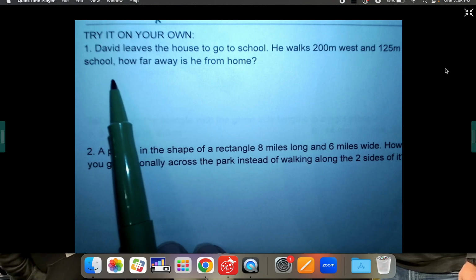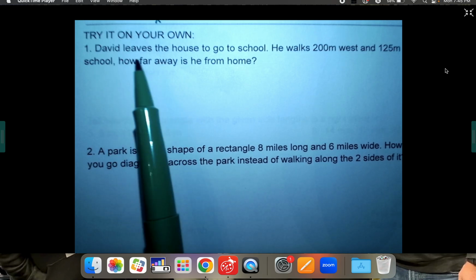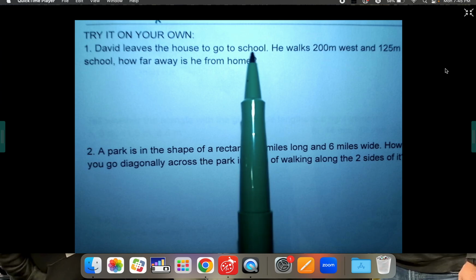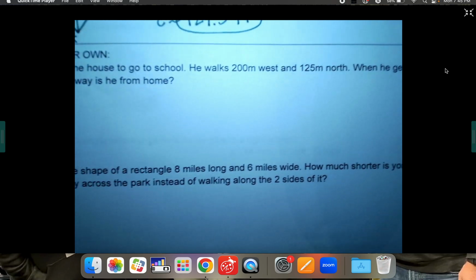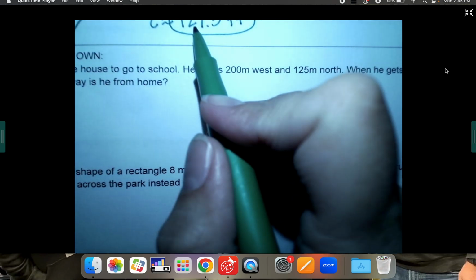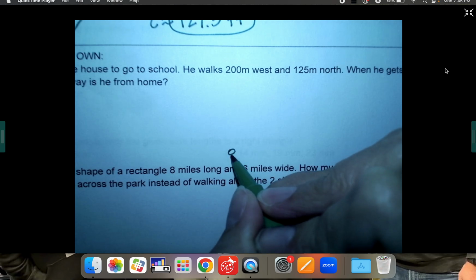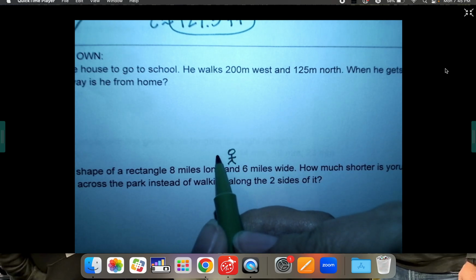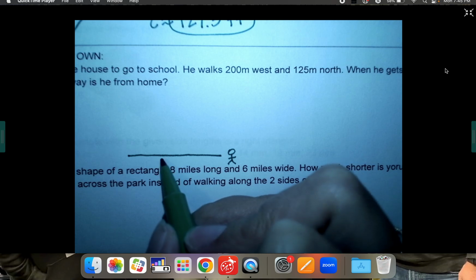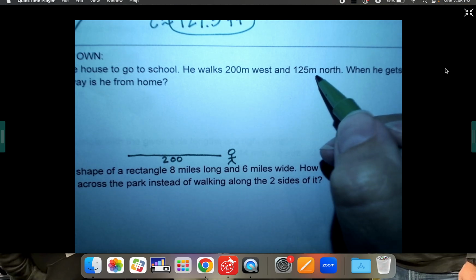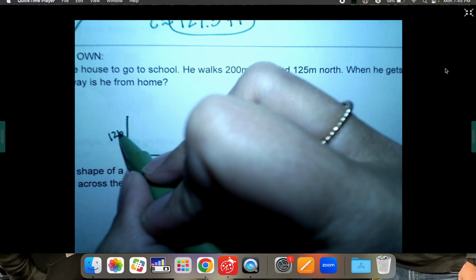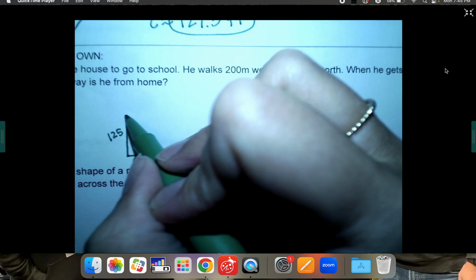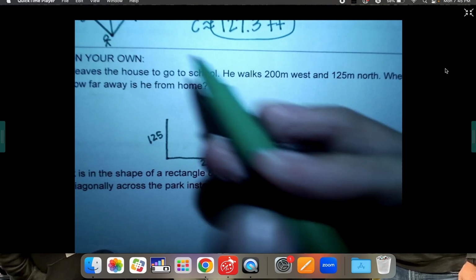Okay, if you're checking with me or if you're just working it out with me, this David leaves his house to go to school exactly reminds me of one that we did in a different lesson. So you should probably know how to do this. He's going to walk west and then north. So if this is him walking, it says he walks 200 meters west, and then he turns and goes 125 meters north. Okay, and then he stops right there. So when he gets to school, this is school.